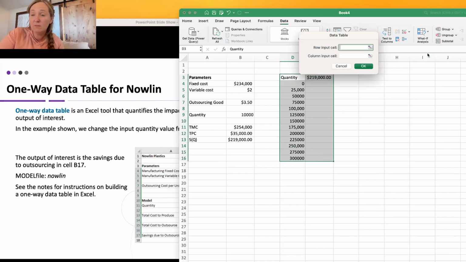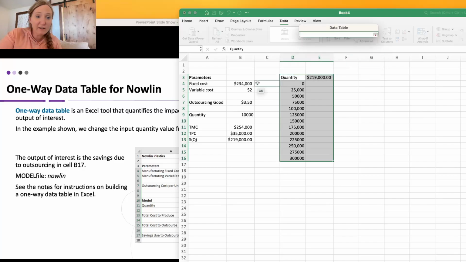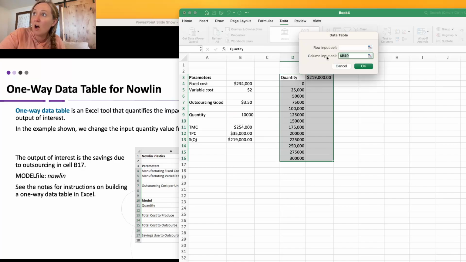Go to your data table. Now you have this column input cell. What we're interested in varying is this quantity. Over here in these boxes, which one is the quantity? It's this guy, 10,000. So we're now going to use that as our column input cell. That's our column, and this is the input cell for that column. And we're going to hit OK.